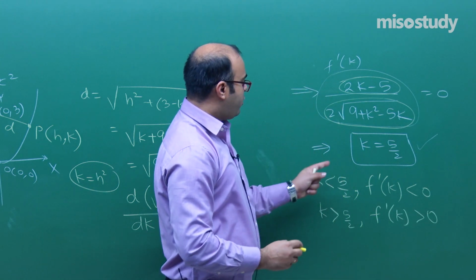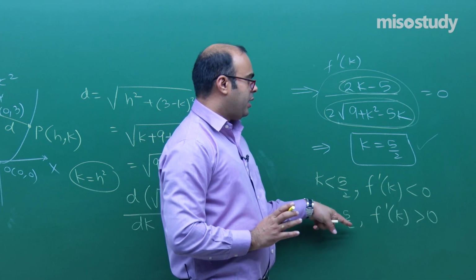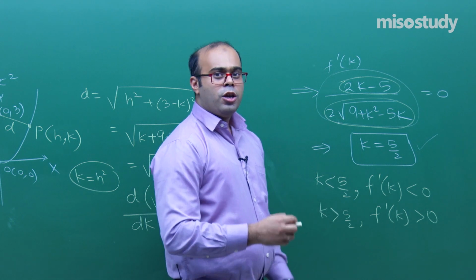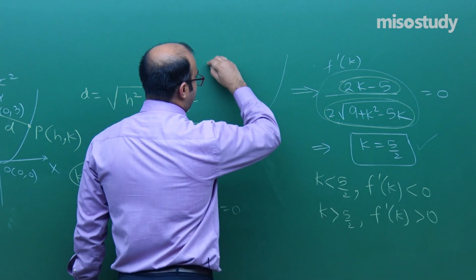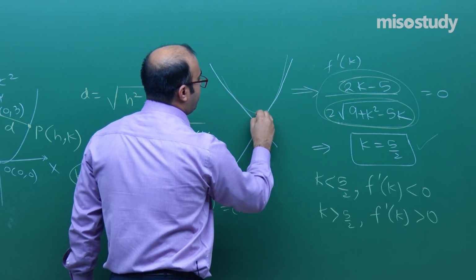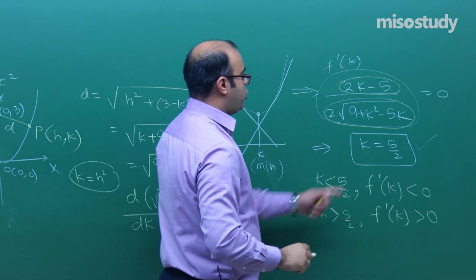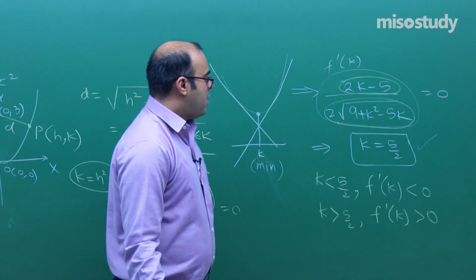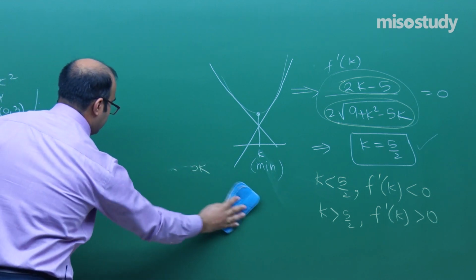So what we observe is that while crossing k is equal to 5 by 2, from less than to greater than, the derivative changes sign from negative to positive. If the derivative is changing sign from negative to positive, that means the slope is negative, then positive, so this point must be the point of minima. So the value k is equal to 5 by 2 is the point of minima.